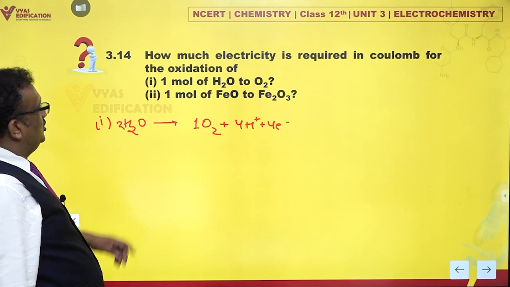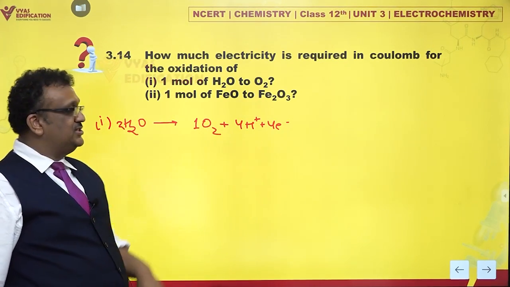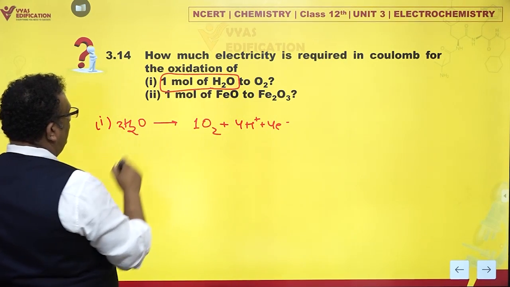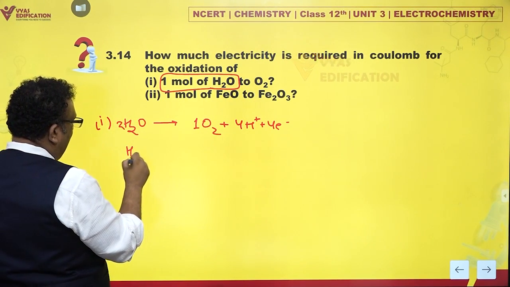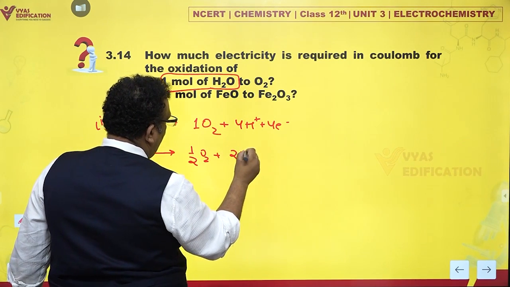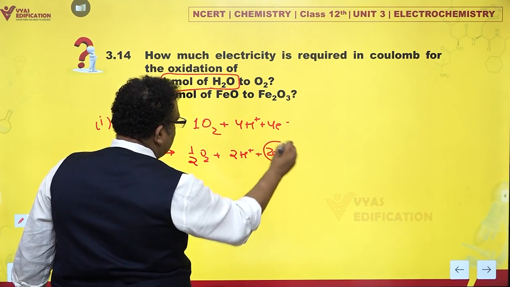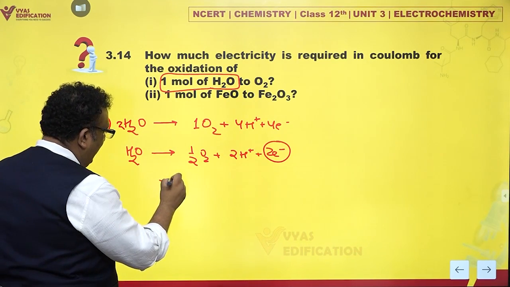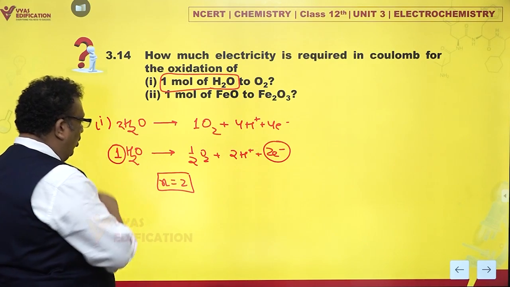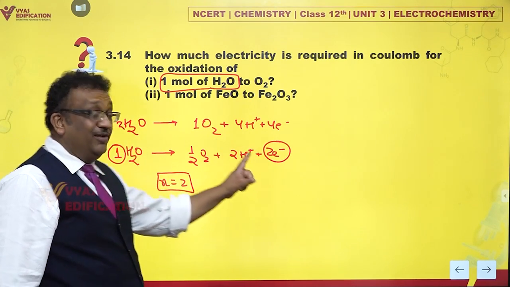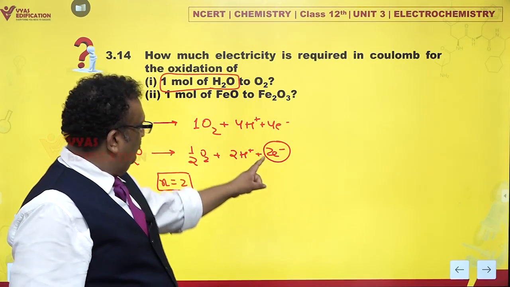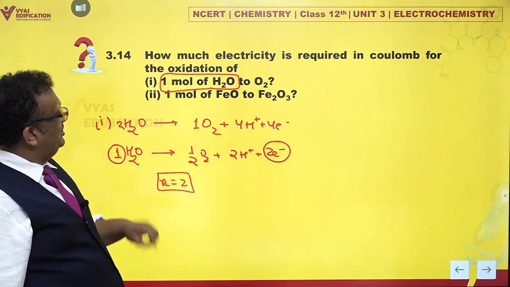Okay. So, this is required. For 2 moles, now I need H2O 1 mole. So, if I just change the balancing, I have H2O, it will be half O2 plus 2H plus 2 electrons. So what is the value of N? The value of N is 2. Why? Because I am interested in H2O, and with 1 mole of H2O, the value of the coefficient of electrons is 2. So the value of N is 2 in this case.